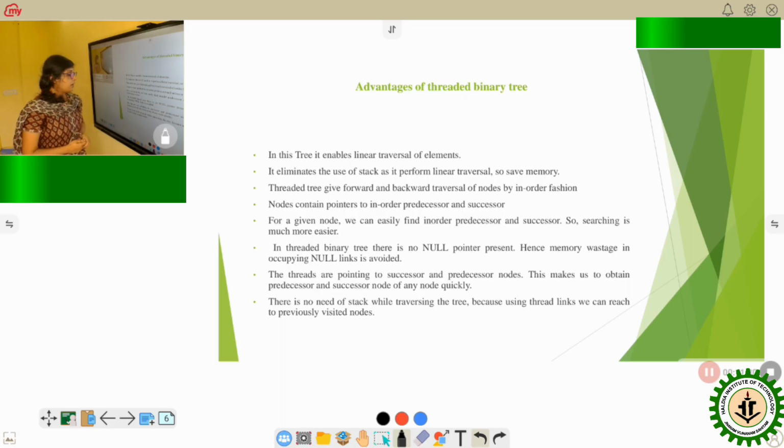The threads are pointing to successor and predecessor nodes. This lets us obtain the predecessor and successor of any node quickly. And there is no need of a stack while traversing the tree because using thread links we can reach previously visited nodes. Hence, in summary, we can easily visit the successor, easily visit the predecessor. Hence, the traversal becomes very easy after using the threaded binary tree concept.